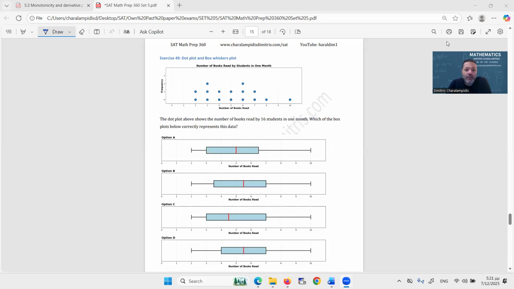Exercise 49. The dot plot above shows the number of books read by 16 students in 1 month. Which of the box plots below correctly represents this data?